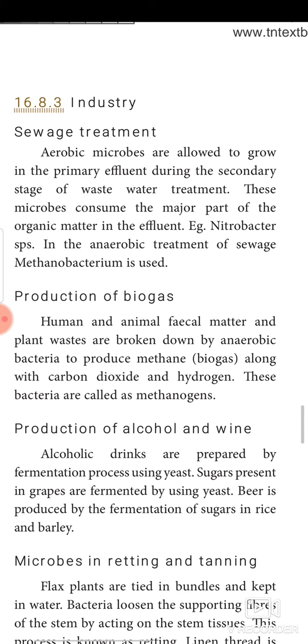And production of biogas: human and animal waste and plant waste are broken down by anaerobic bacteria to produce methane. Methane in turn is known as biogas, along with carbon dioxide and hydrogen. These bacteria are called methanogens. So biogas is very important. We can produce biogas using waste. It is a very important scientific process.